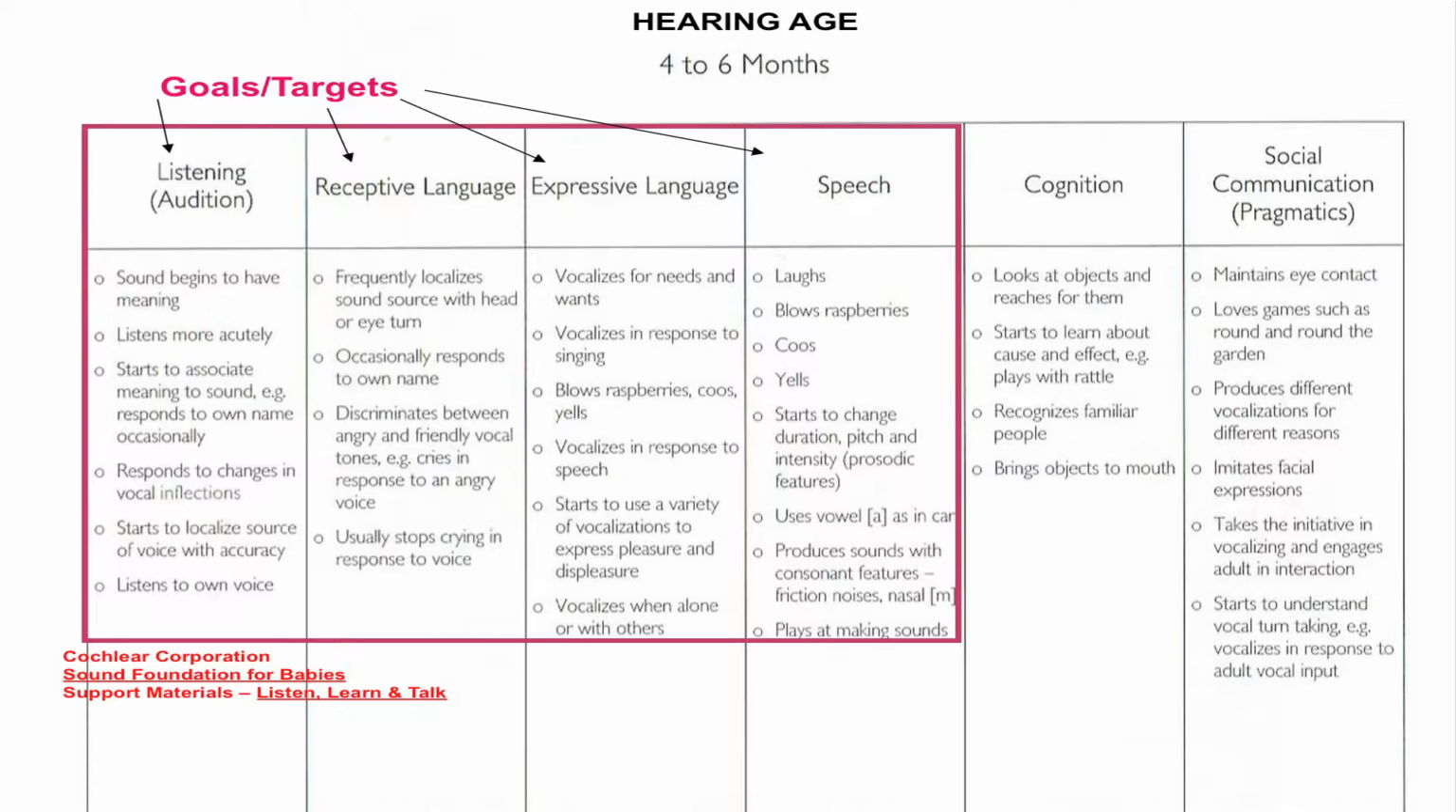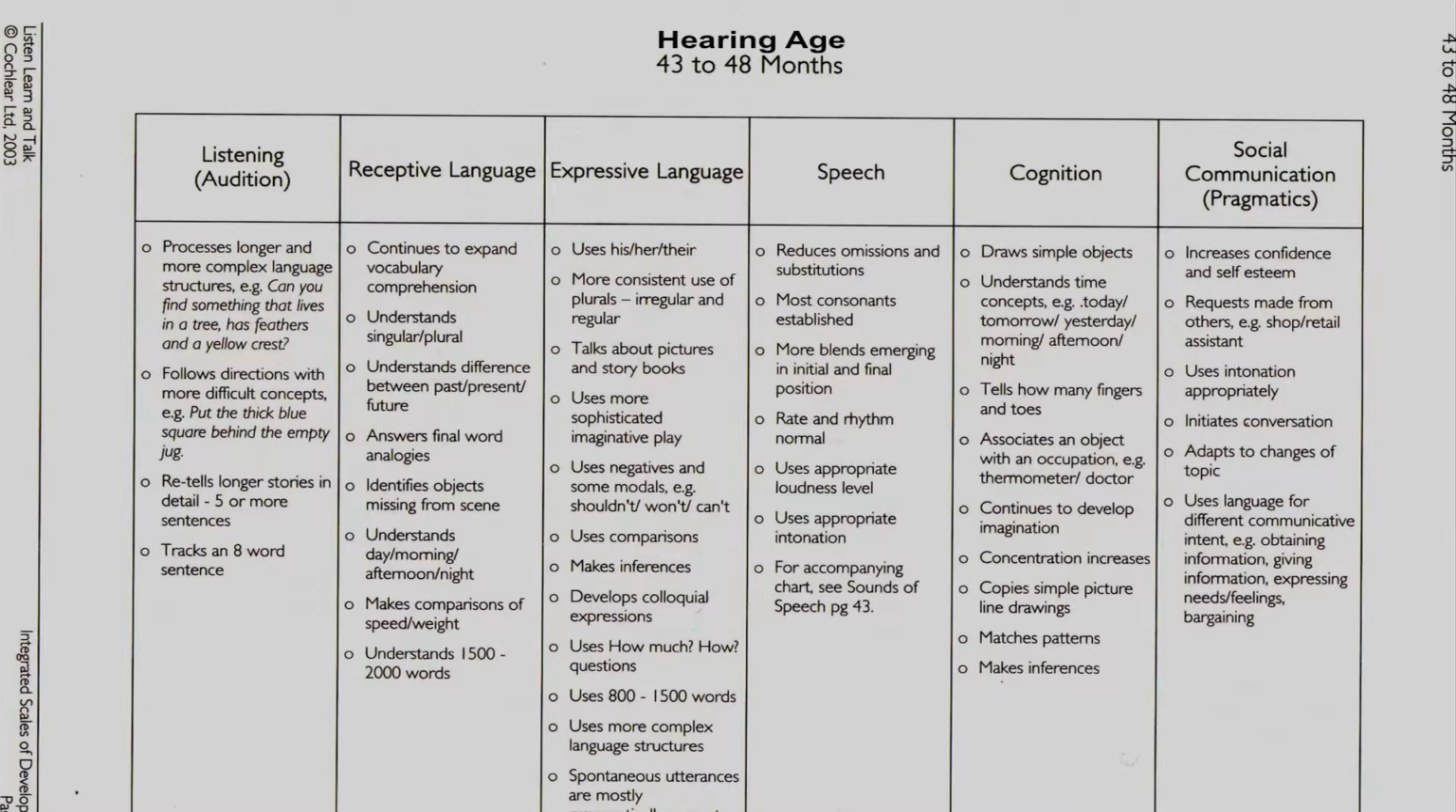Within the red box includes what the child should be doing for that age level or hearing age. These milestones can also be used to develop goals, targets, and track progress for that area. Here is an example of the 43 to 48 month range for the 6 areas. Again, you can use these charts to check progress of the child.